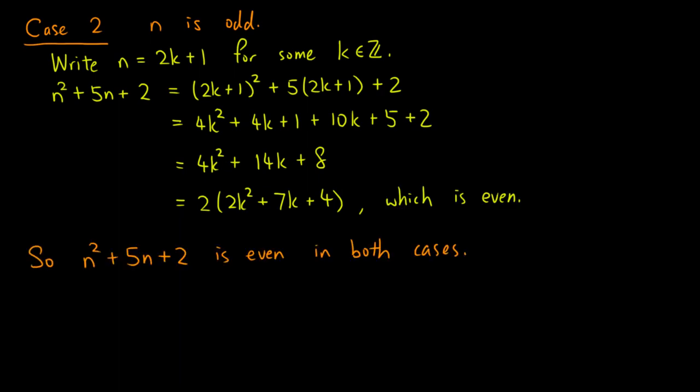We have shown that n squared plus 5n plus 2 is even no matter n is even or odd, so it is even whenever n is an integer.